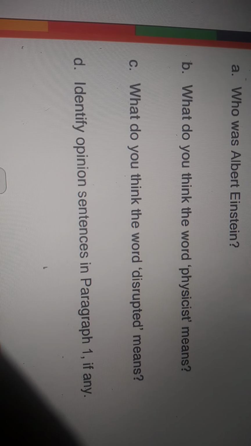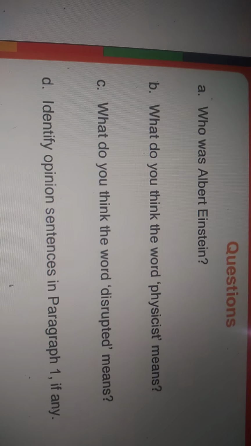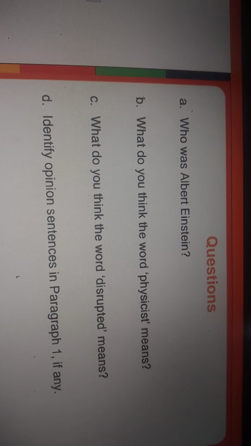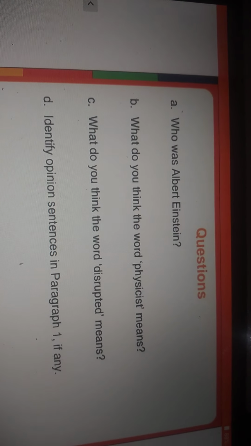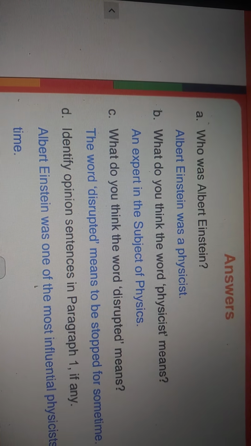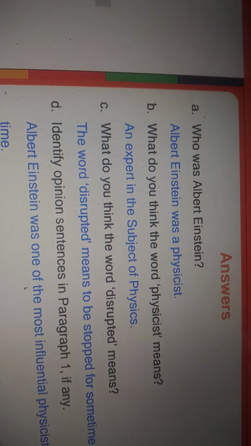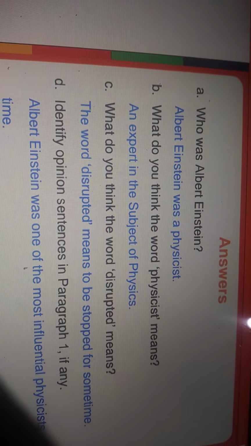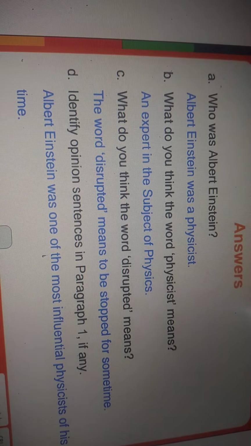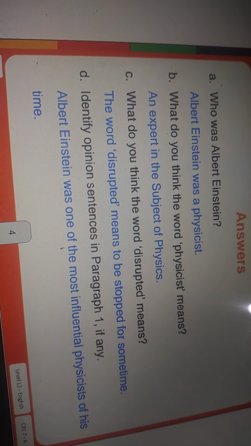Identify an opinion sentence. Opinion sentence, you know, children? Opinion, idea of the author. So it is on your own. Let's check the answer, children. So Albert Einstein was a physicist. Next one, an expert in the subject of physics. The word disrupted means to be stopped for some time. Yes, Albert Einstein was one of the most influential physicists of his time.